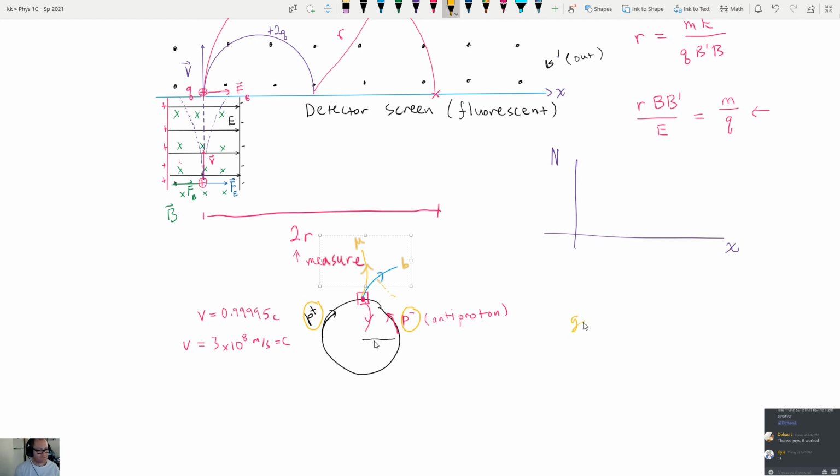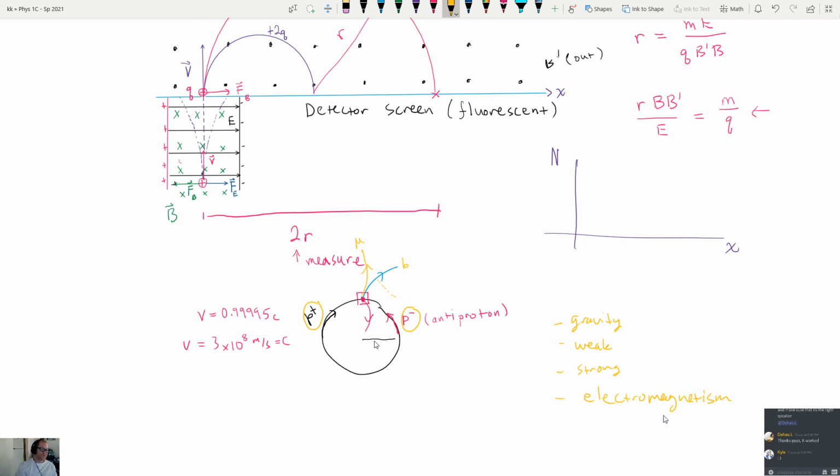Gravity, the normal force, and then... not the normal force. Weak force. Strong and weak. The weak force. Sorry, yes, strong force. What's the other one? Electricity. We got gravity, weak, strong, and electromagnetic.